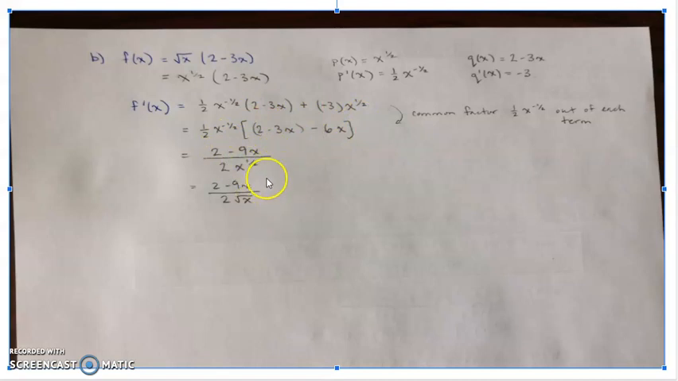The last step was just rewriting the x to the 1/2 as the square root of x so that it matches the form of the original equation that had the root form for our variable there. All right, now moving forward with this, I have a couple more examples here.